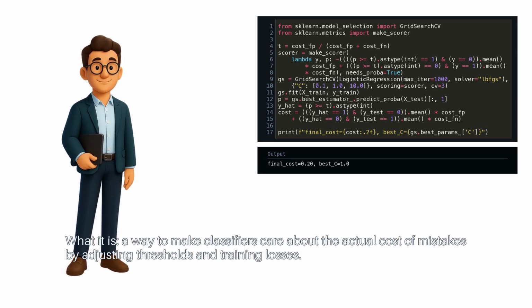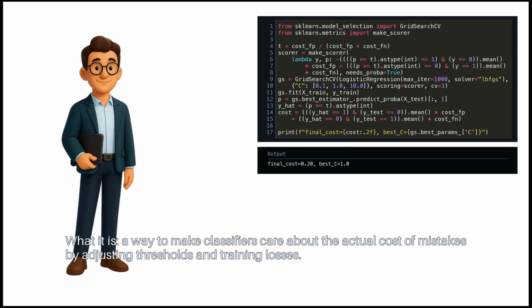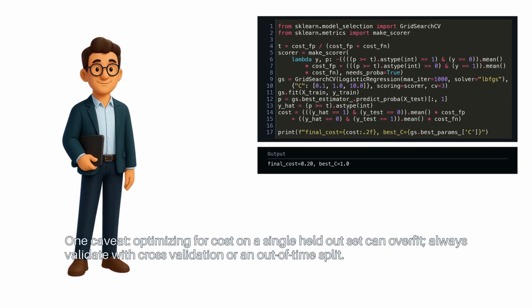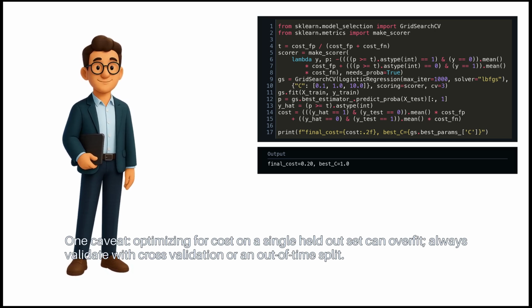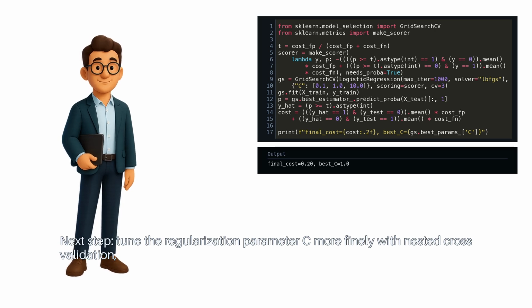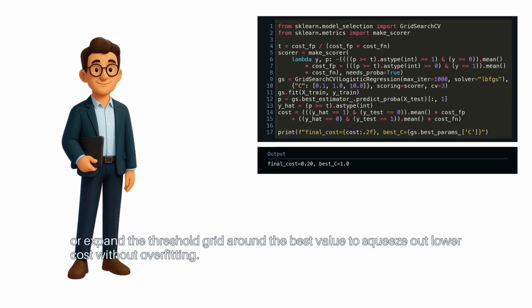Recap: what it is is a way to make classifiers care about the actual cost of mistakes by adjusting thresholds and training losses. When to use it: when classes are imbalanced and the harm of false positives and false negatives is different. One caveat: optimizing for cost on a single held-out set can overfit. Always validate with cross-validation or an out-of-time split. Next step: tune the regularization parameter C more finely with nested cross-validation. Or expand the threshold grid around the best value to squeeze out lower cost without overfitting.